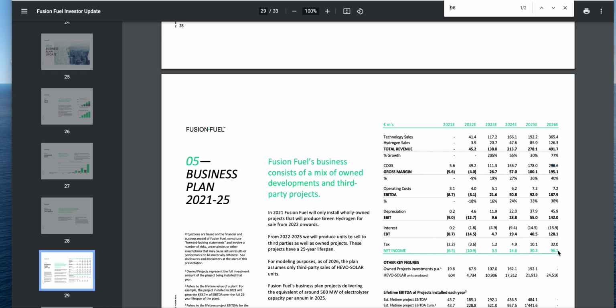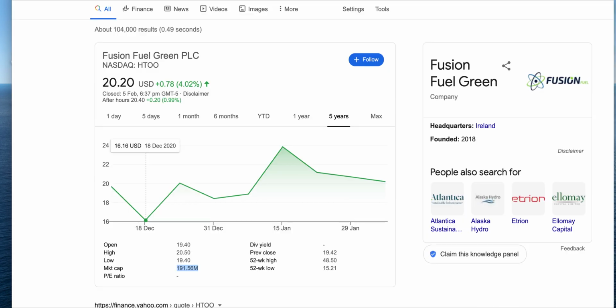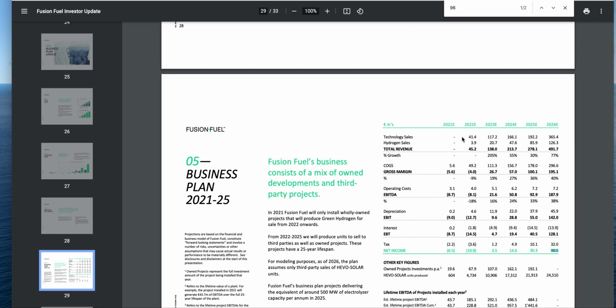And look at this. So in 2026, the estimate, net income, $96 million. And this is European. So in USD, that's about $130 million. And you can buy the stock out today at $190 million. So if you took the net income and gave that a PE of 10, that's probably $1.3 billion. So it looks like it's a 5x from here if things go according to their estimates.